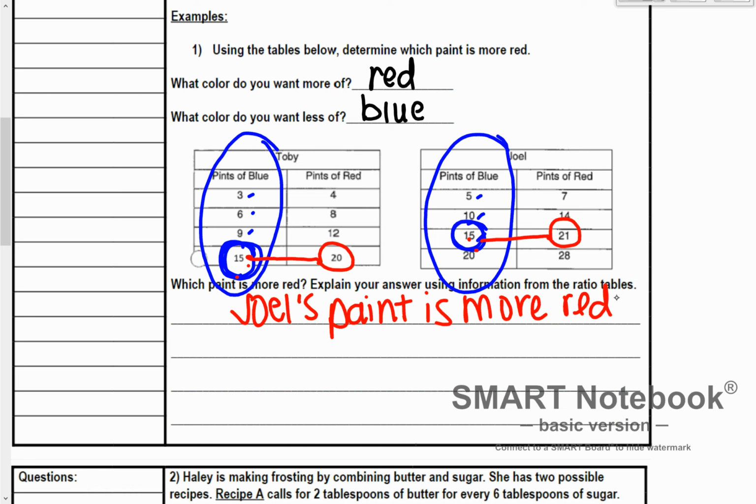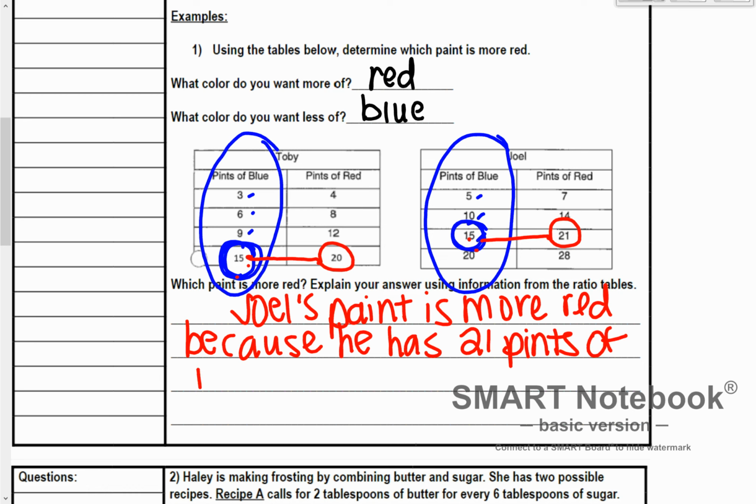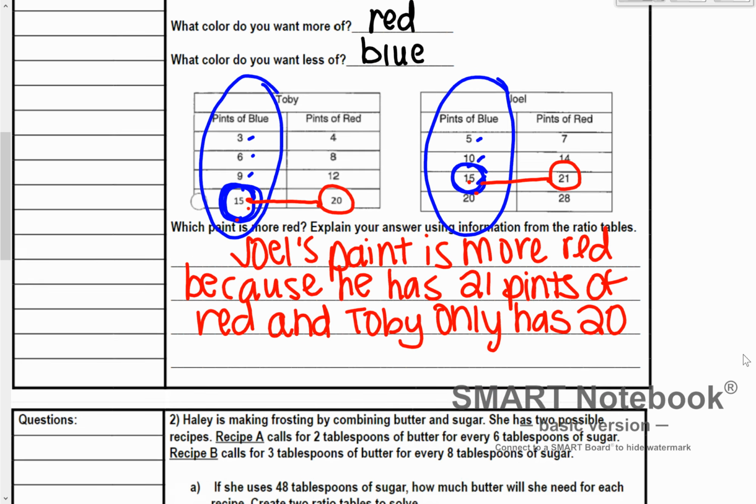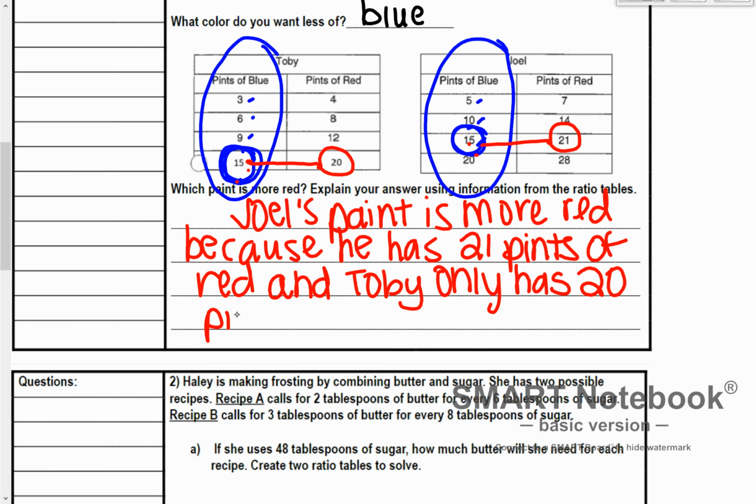And when it says to explain in math, I always want you to use numbers. So Joel's paint is more red. That's not explaining anything. Explain why. So Joel's paint is more red because he has 21 pints of red. And Toby only has 20 pints of red.